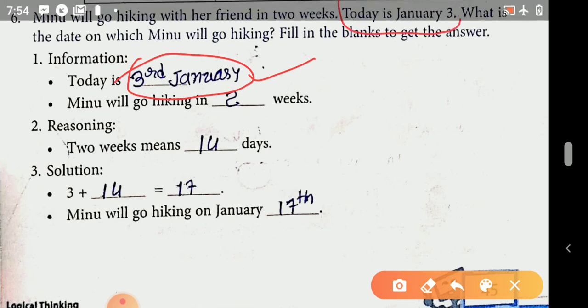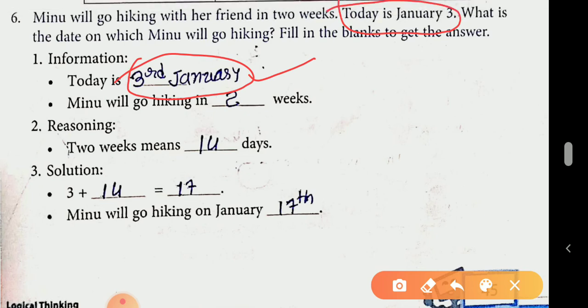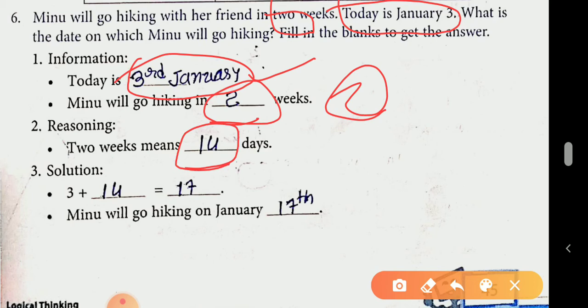Today is 3rd January. Minu will go hiking in 2 weeks. Here you see Minu will go hiking in 2 weeks with her friends. So here in this blank you can write 2 weeks. So here your reasoning, 2 weeks means how many days? 14 days. 2 weeks means 14 days.